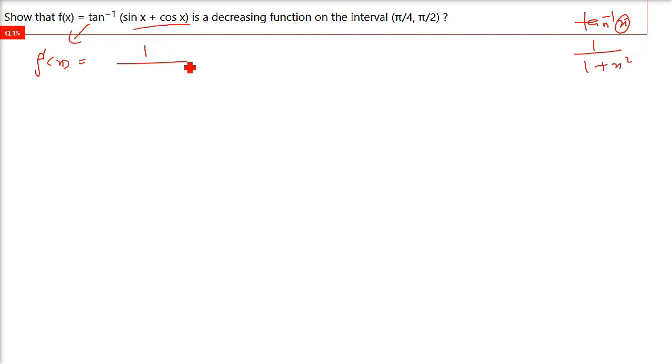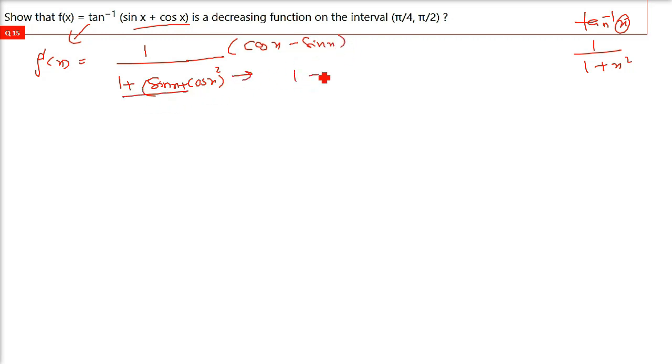So what is x in this question? It is sin x plus cos x. So 1 by 1 plus sin x plus cos x whole square it will be. And then the differentiation of sin x plus cos x, and sin x plus cos x differentiation is what? Cos x, and then cos x will be minus sin x. So cos x minus sin x divided by 1 plus sin x plus cos x whole square.